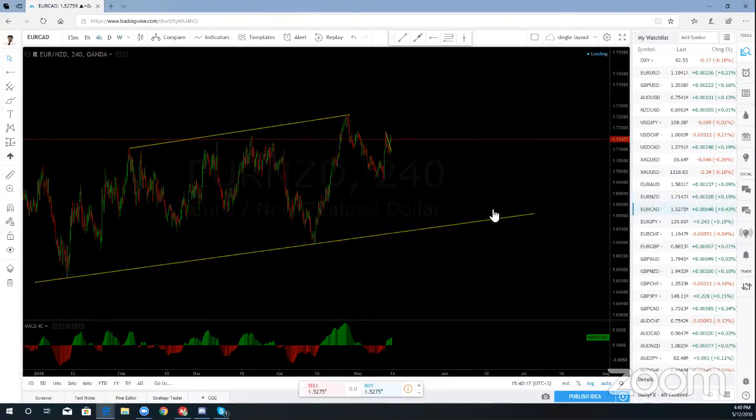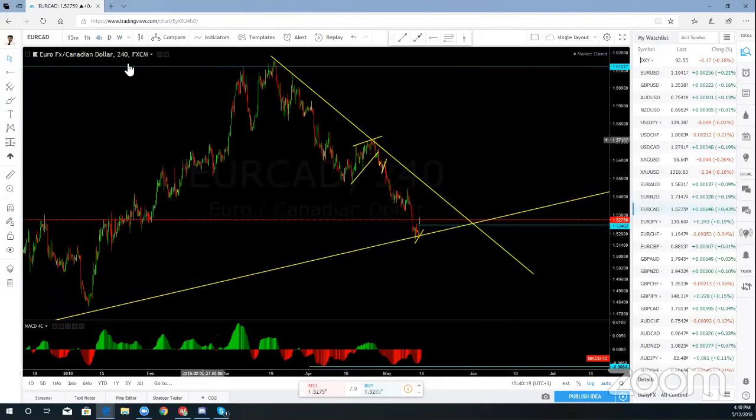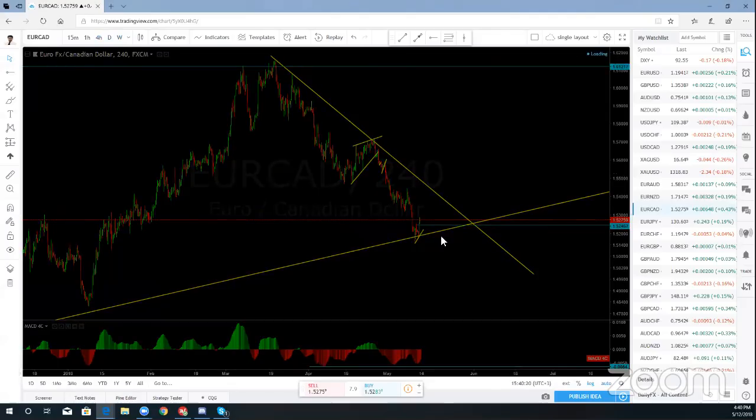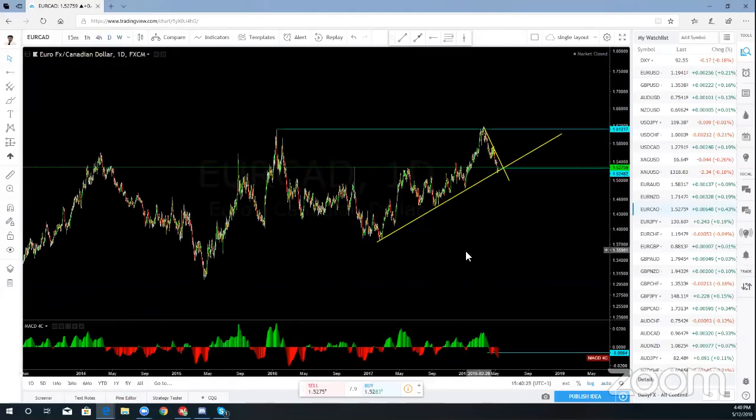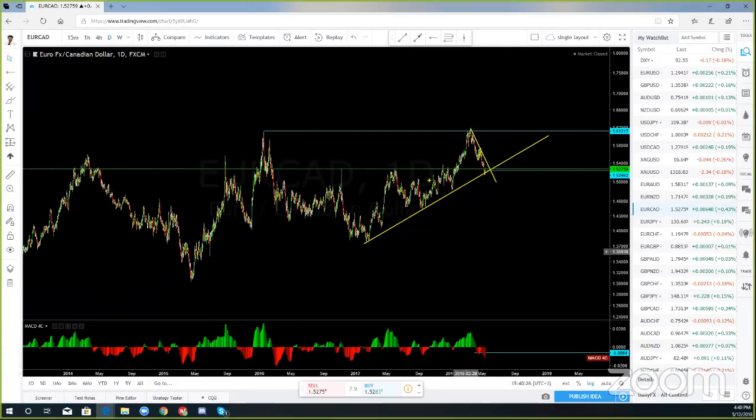EuroCAD, we're at the point where we could make one more high or we could fall through the bottom. So we hit the top, we can come. Wait for this consolidation here. Don't trade it. Wait for them to consolidate. And if they consolidate here, sell it and keep it to the low.